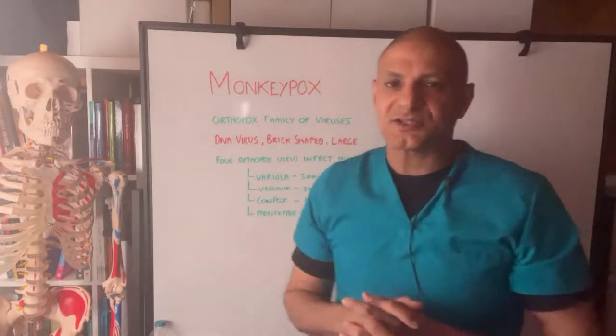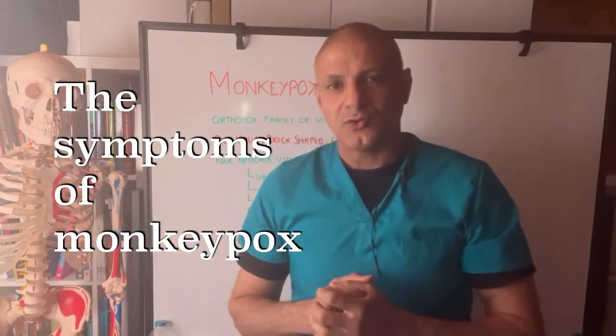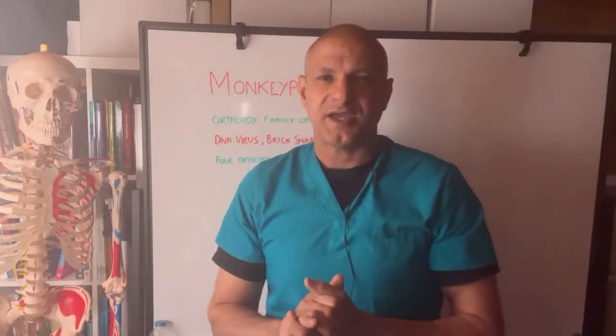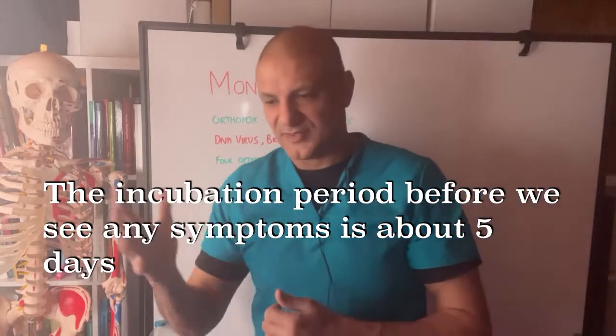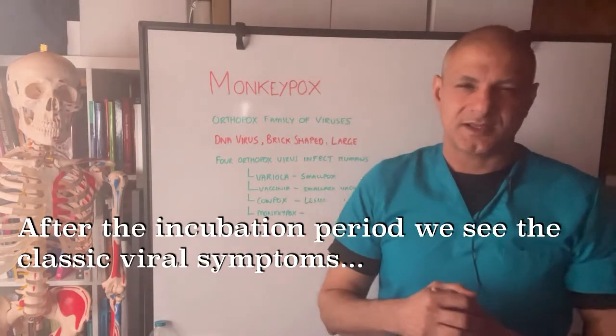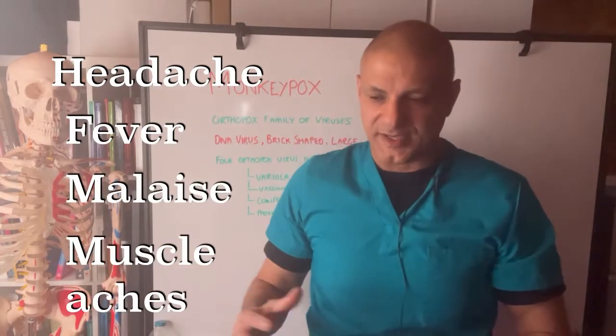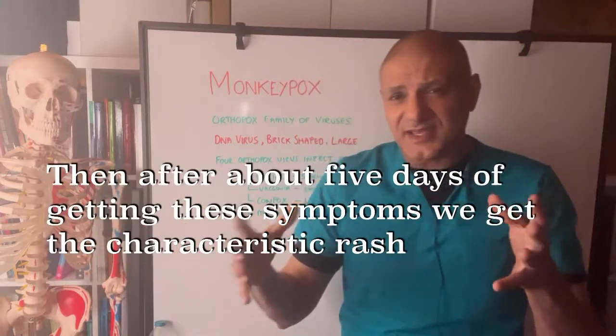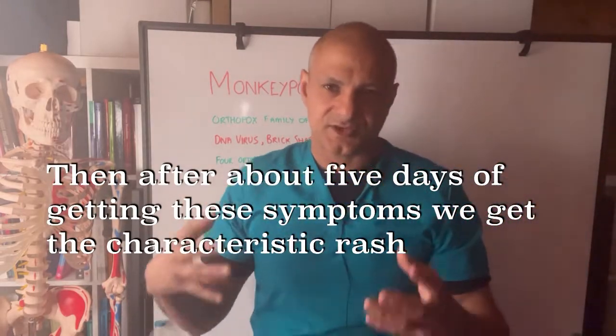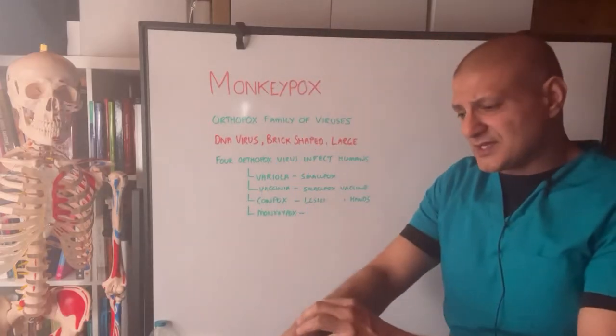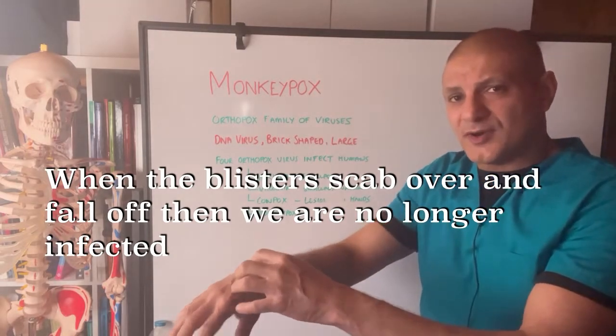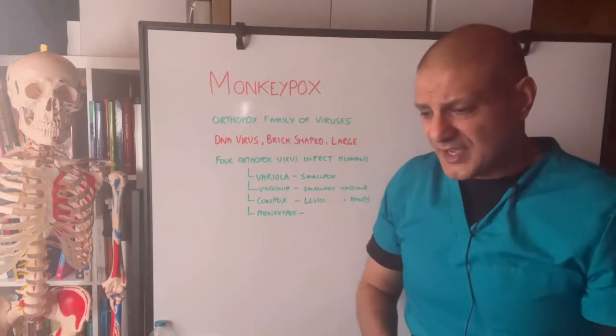Okay, so now we'll just quickly touch upon the symptoms. It's a viral infection, so we get an initial reaction. The incubation period before we see symptoms is about 5 days. Then we get the classic viral-like symptoms: headache, fever, malaise, muscle aches. After about 5 days of these symptoms, we develop that characteristic pustular rash, blisters filled with pus. When we have these blisters, that's where we're in the infectious phase. When the blisters and pus-filled vesicles scab over, that's when the infection stops, and that can take a few weeks.